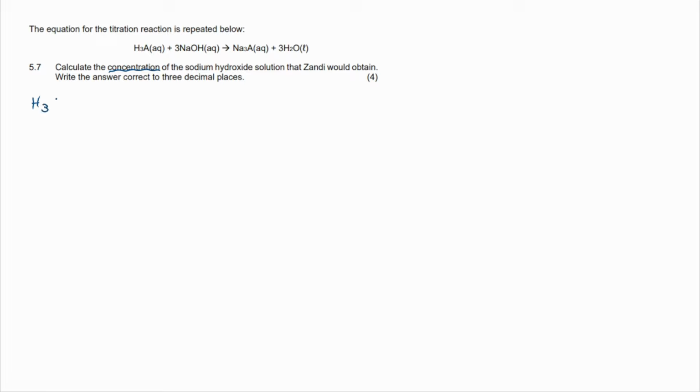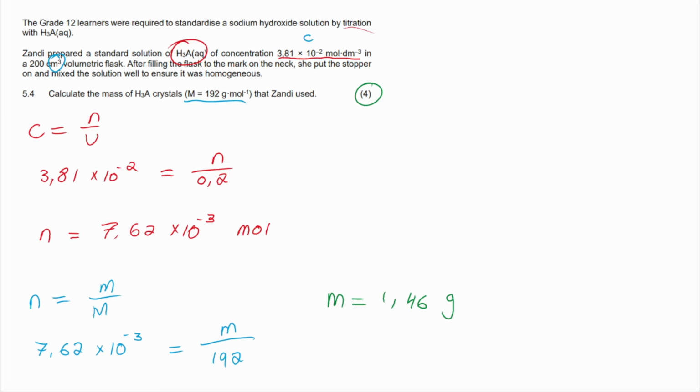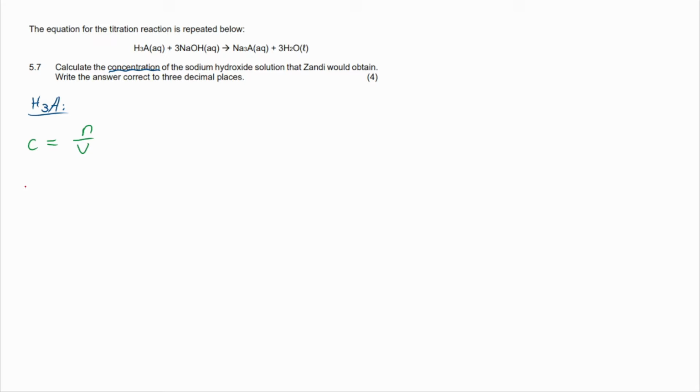All right, so we're working with H3A. I like to label, and I do recommend labeling. We know that concentration is number of moles over volume. We have to find the number of moles because we're going to be doing a mole ratio. Continuing with this, we know its concentration. Where did they give the concentration? It was quite a bit higher up. It's this 3.81 times 10 to the negative 2.